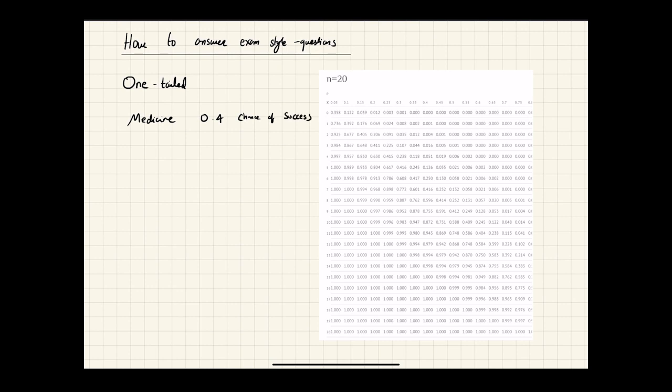Then someone comes along and says, you know what, I have this new medicine and I've tried it with 20 people. From these 20 people, 11 were successes. And I'm saying that, based on that, I think my new medicine is better than the old one, because the old one had a 0.4 chance of success. My new one, when I had 20 people, had 11 successes, which I'll say is more than 40%. So I think this is better.